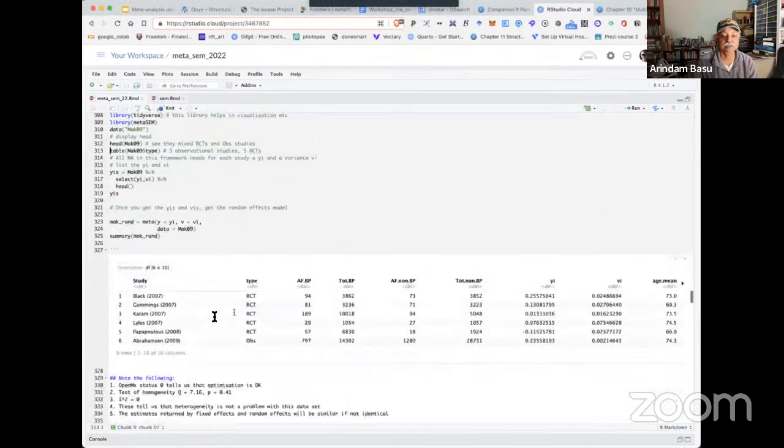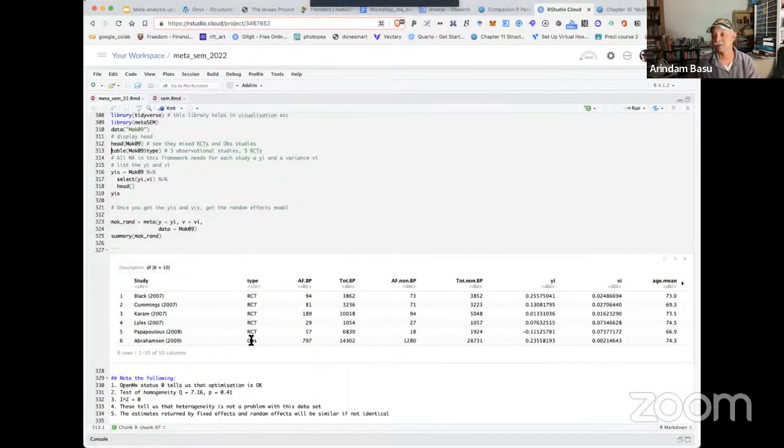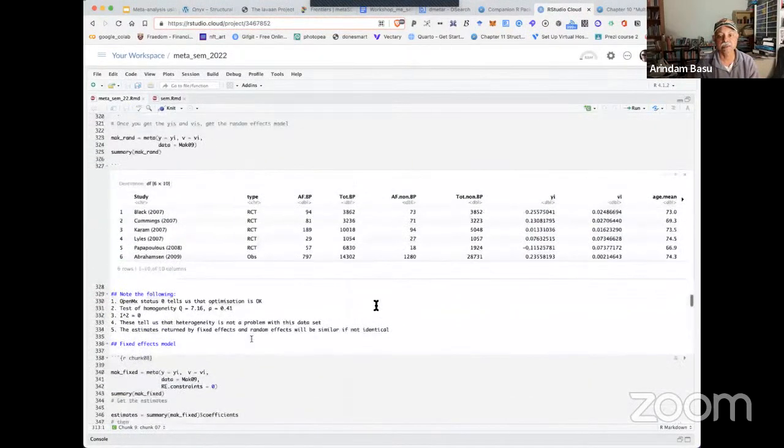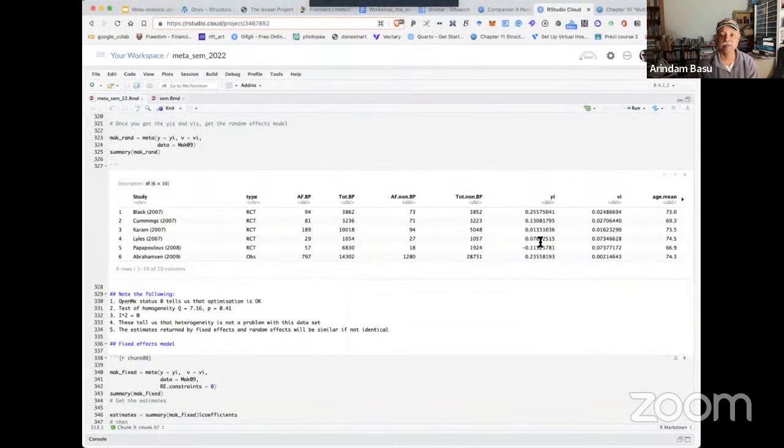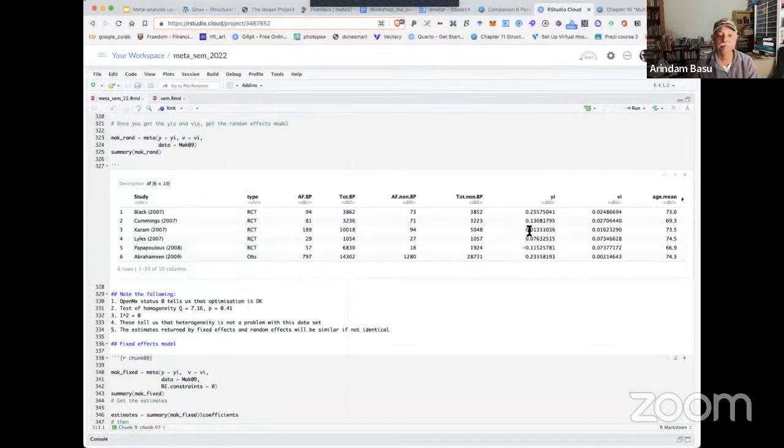For the first 6 studies, it's either an RCT or an observational study. We're not supposed to mix up these studies together, but let's say we have done this. And what you get to see is that this is the YI, which is the point estimate, and this is the VI, which is the variance around the point estimate. I think what they're trying to look at here is the relationship between the treatment and the atrial fibrillation. What were the correlations?